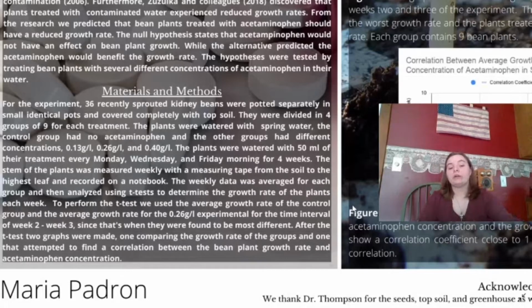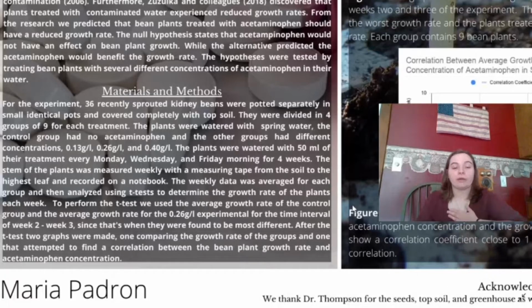The plants were watered with 50 milliliters every Monday, Wednesday, and Friday morning for 4 weeks, and every Friday we would go in and measure the plant stem length from the soil to the highest leaf, and we recorded it in our notebooks. Every week we would average out each group's set of data to find their average growth rate, and with this we used t-tests to compare the growth rate of one plant group to another plant group.